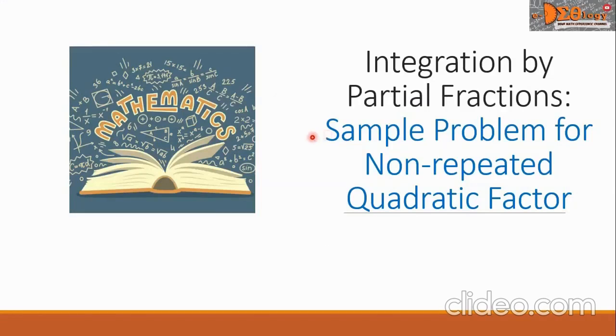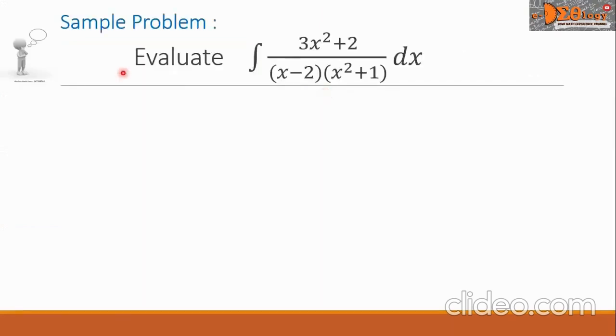In this video, we're going to show a sample problem for a non-repeated quadratic factor under the topic Integration by Partial Fractions. This is the sample problem. Evaluate the integral of this rational function: 3x squared plus 2 all over x minus 2 times the quantity x squared plus 1, dx. Let us copy this problem down here.